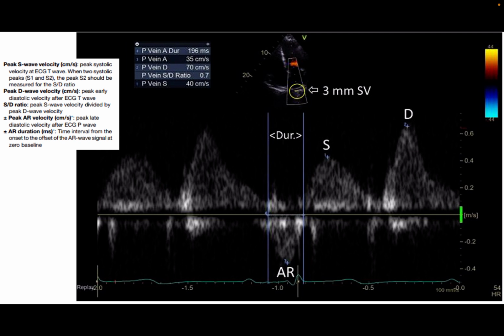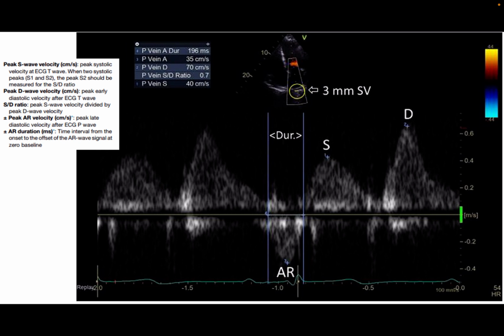special populations. Limitations. Technically challenging. Requires good posterior window and correct sample volume placement. S wave is unreliable in moderate to severe MR. S is reduced by regurgitation, not by left atrial pressure.